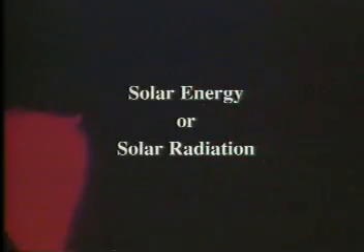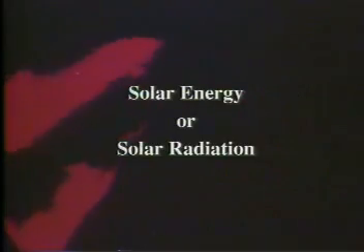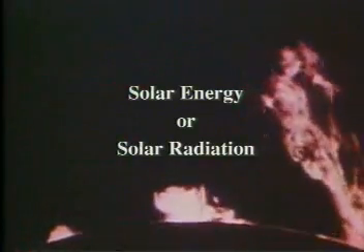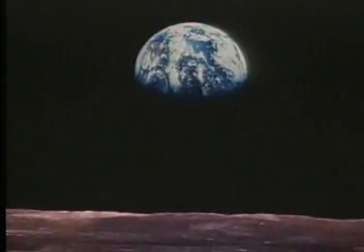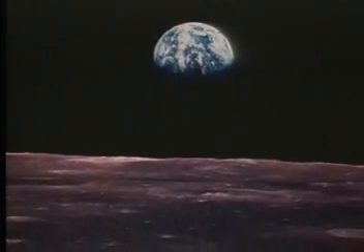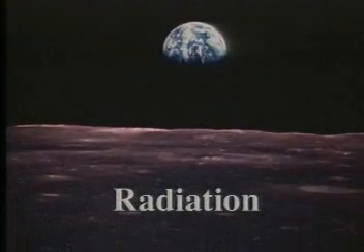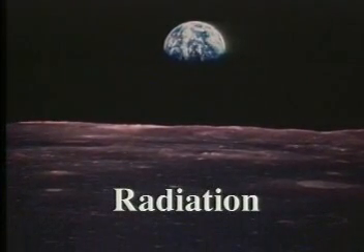The energy from the sun is called solar energy or solar radiation. Heat and light may be the most obvious forms of radiant energy. There are others present, which are invisible to our senses. The energy from the sun comes to Earth in the form of electromagnetic waves called radiation.